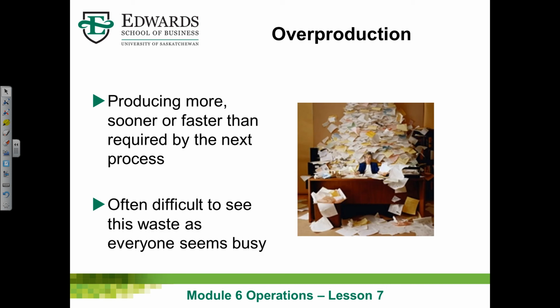The second source of waste is overproduction. And this is producing more than you need, faster than you need, or sooner than what's needed by the next process. This one is challenging because often it's really difficult to see this waste because everybody looks like they're busy. You're producing as fast as you can, you're producing as much as you can, but if you produce it faster or more than what's required by the next process, you're going to build up a lot of inventory in the system, and that'll be a source of waste. That picture on the right hand side is not my desk, but it sure looks like it some days.